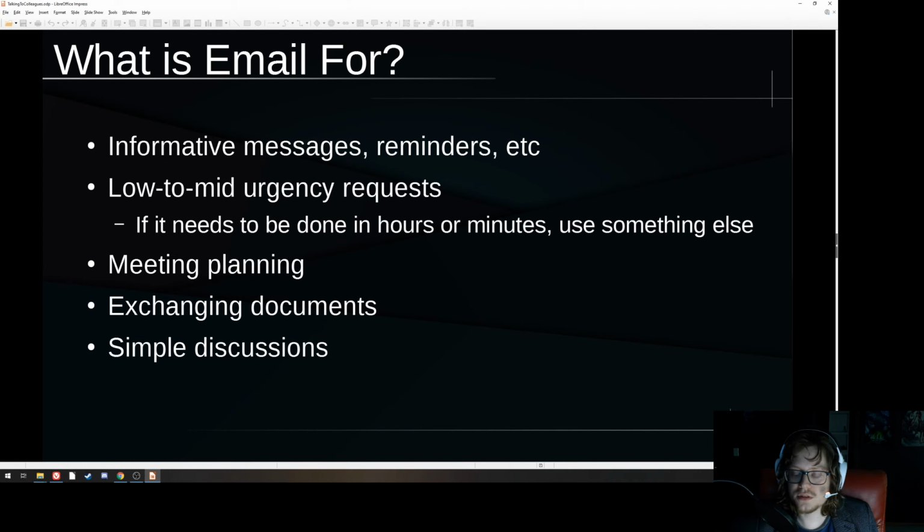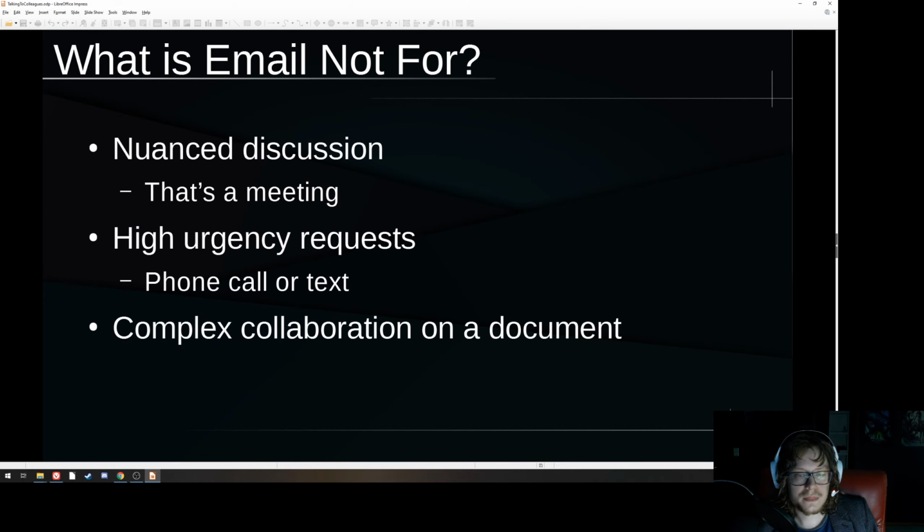And then email is good for simple discussions. So a few back and forths, a few points to address. It's good to have a record, but if it's something long, you should probably take it somewhere else. You should have a meeting. If it's a complex or nuanced discussion, if there's a lot of technical stuff in it, you should probably take it to a meeting. So if email is not for nuanced discussions, those should go to meetings.